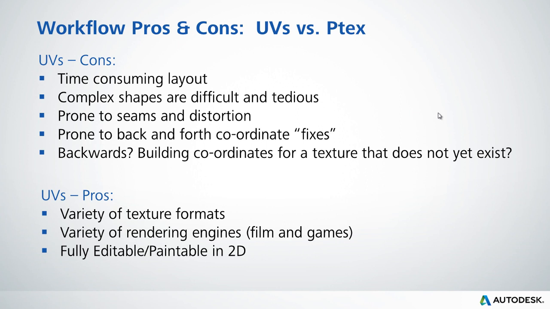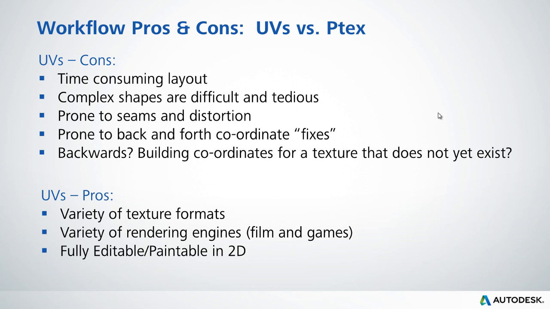UVs are also prone to seams and distortions within texture maps, which leads to the next point here, very prone to back and forth coordinate fixes. So whatever your application is that you're working or painting or editing your textures in, if the coordinate layout on there is poor, you're always going back to your content creation app where you're going to have to tweak or fix those UVs. So there's a lot of back and forth quite often in a pipeline to fix UV issues.